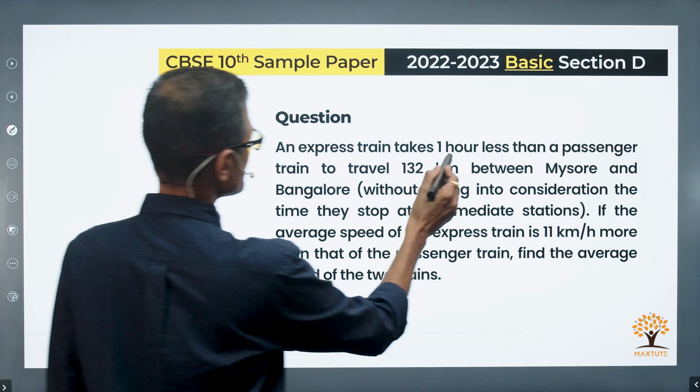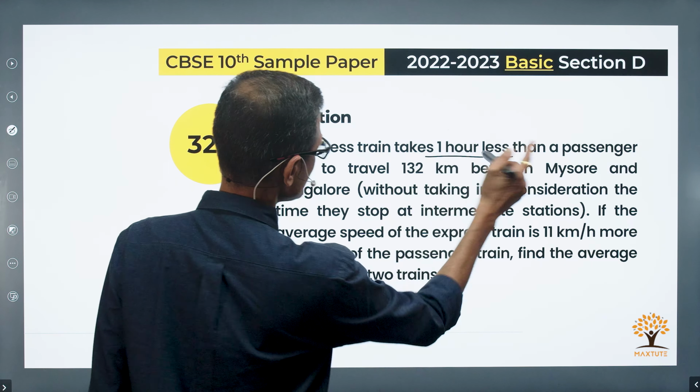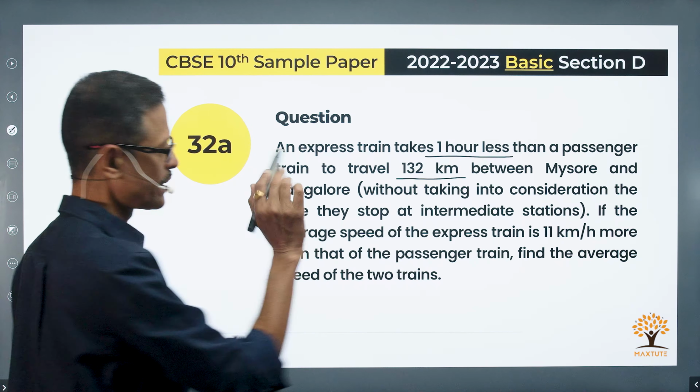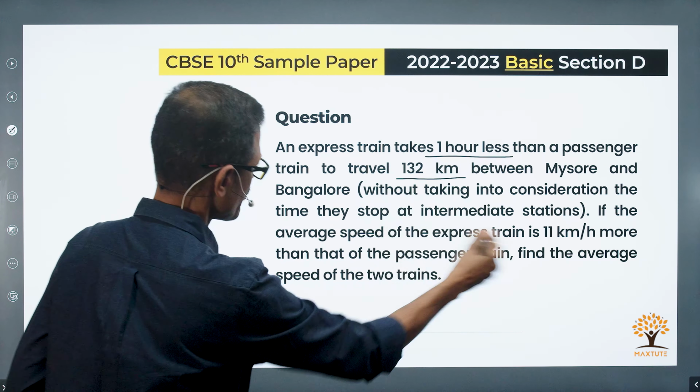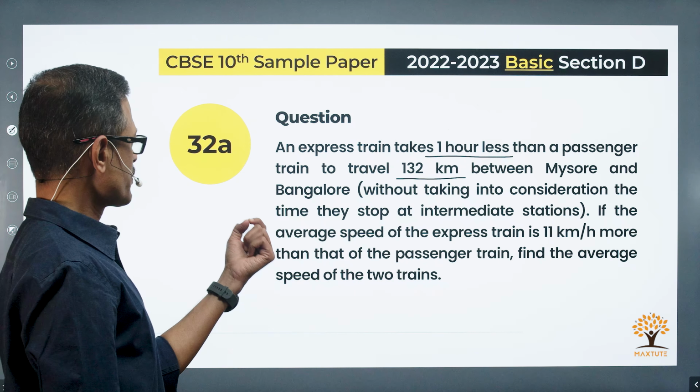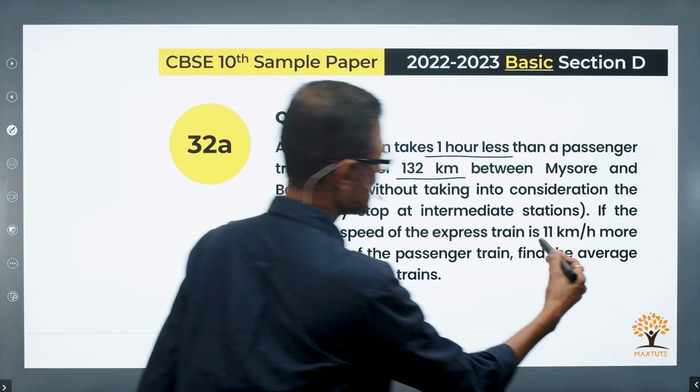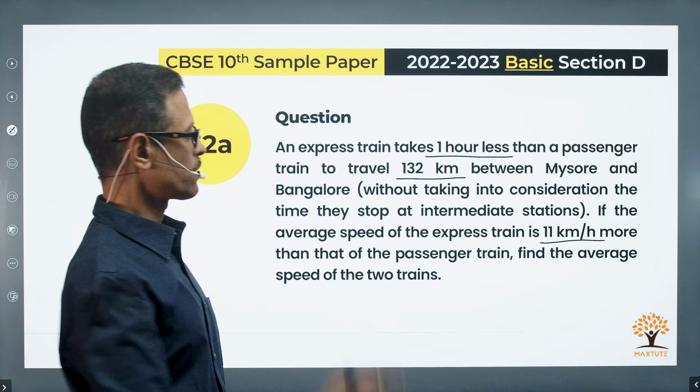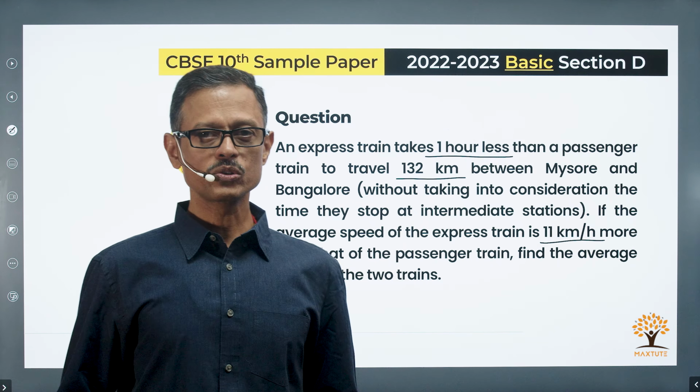An express train takes 1 hour less than the passenger train to travel 132 kilometers. Leave all this information, that's good reading, that's it. If the average speed of the express train is 11 kilometers per hour more than that of the passenger train, find the average speed of the two trains.